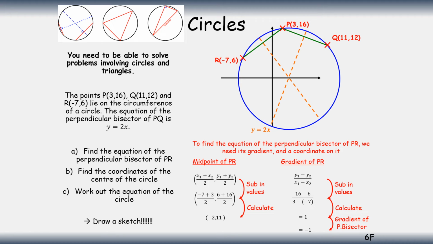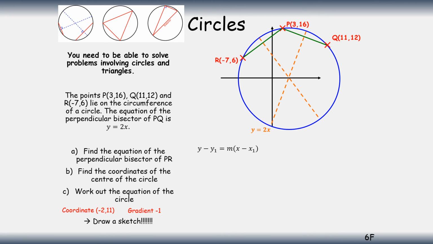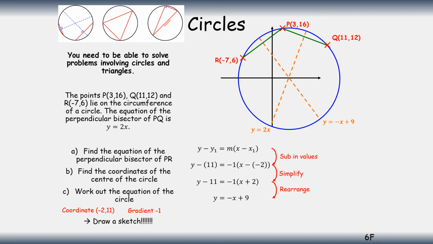So now you've got the point the line is going through and the gradient of that line. If we just substitute into the equation of the line y minus y1 equal to m(x minus x1), that should give us the equation of the line as y equal to minus x plus 9. So there we have it. That's the answer to part A. We've got the equation of the perpendicular bisector of PR.